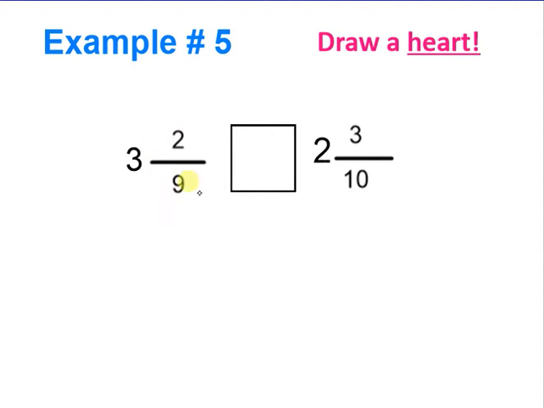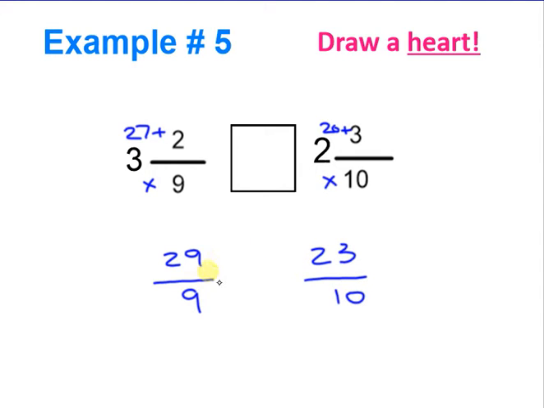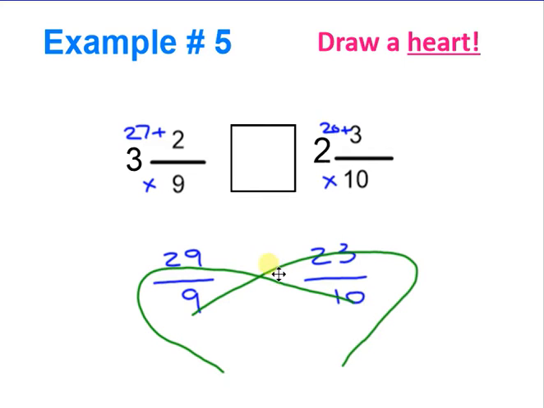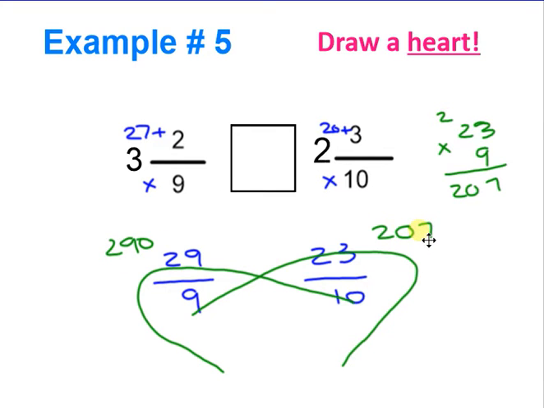So here we have 3 and 2 over 9, so let's go ahead and change this one. 9 times 3 is 27 plus 2, so that's going to be 29 over 9, and then here we have 10 times 2, which is 20, plus 3. So this is going to be 23 over 10. So we're going to make our heart. All right, so 9 times 23, so we're going to have to do some multiplication here. So this is going to be 207, and then this is going to be 290. So 290 is much larger than 207, and so that's going to be greater than.